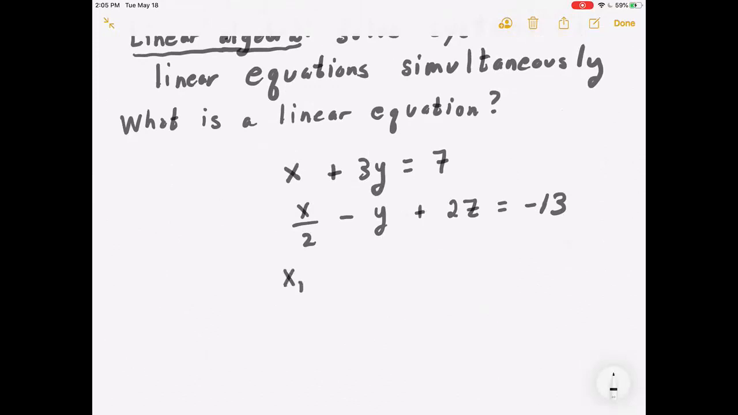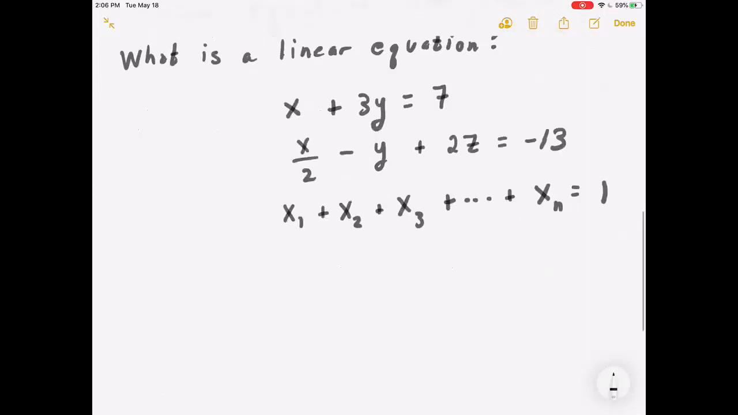Finally, X sub 1 plus X sub 2 plus X sub 3 plus ... plus X sub n equals 1. That is an example of a linear equation where there are n unknowns, X sub 1, X sub 2, X sub 3, etc. Okay, so to have this concept drilled in at a deeper level, probably should ask the question, what is not a linear equation? What's an example of an equation that's not linear?